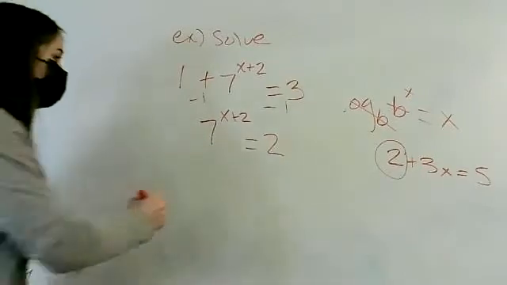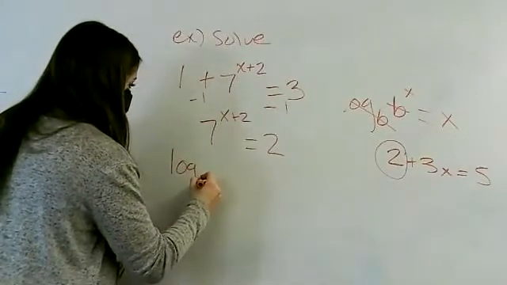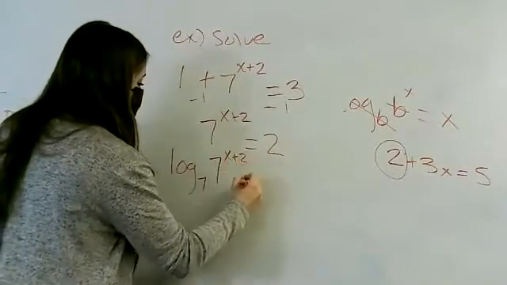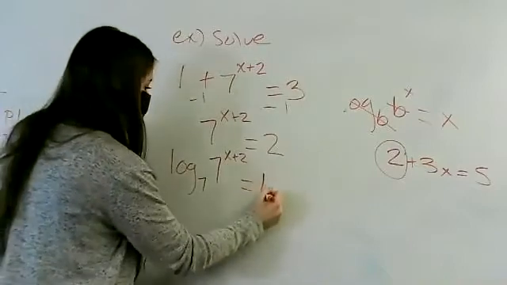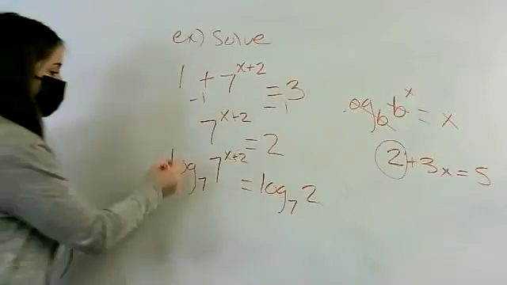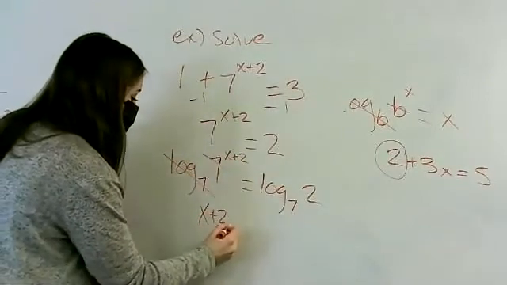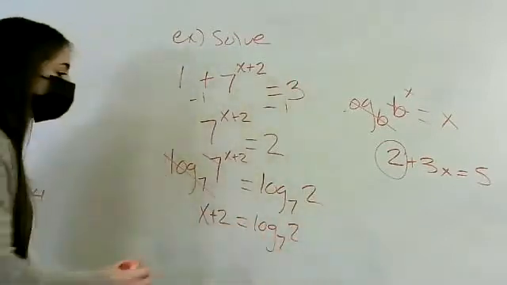Log, good. What kind of base? Base 7, good. Log base 7. Is it log base 2 on this side? No, that's what I'm saying, good, it has to be the same. So now log base 7 and 7 cancel to give me x plus 2 equals log base 7 of 2.